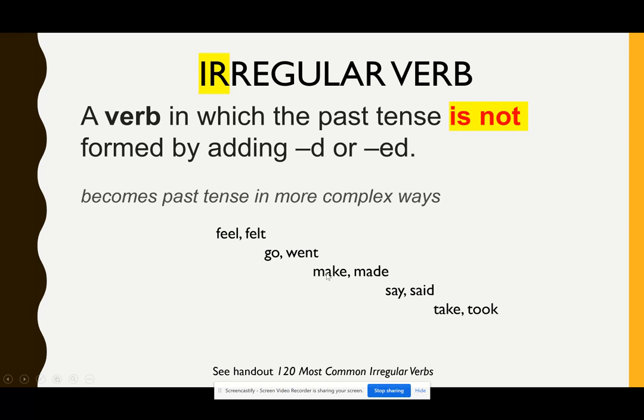Past tense of make, the word changes and becomes made. We don't say I maked a cake. We say I made a cake. The word say becomes said, and take becomes took. And again, I'll put a handout in the module of common irregular verbs.